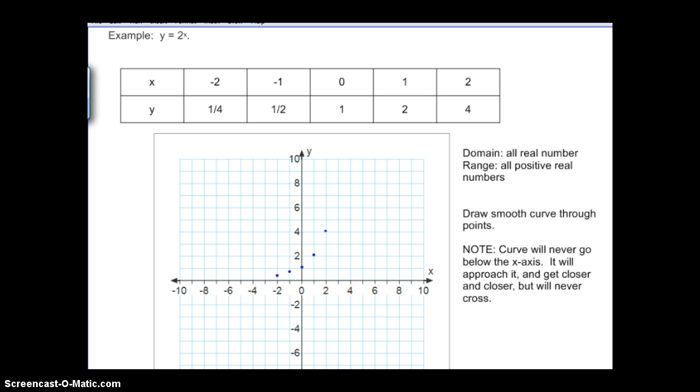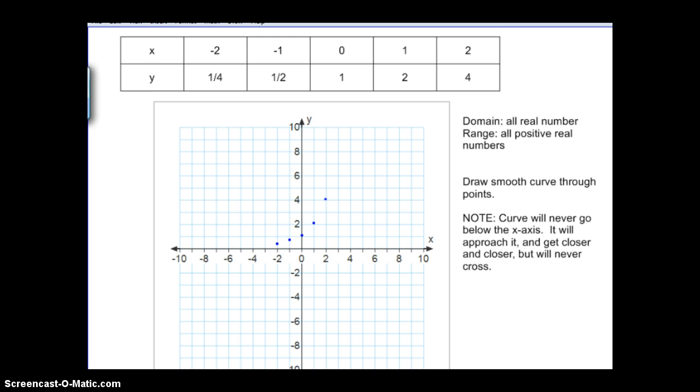But the range is only all positive real numbers because this curve is never going to go into the negative range. So what you want to do is plot these points and draw a smooth curve through them. Now, it's not easy for me to do this with a mouse, so I'm not going to connect them for you because it's just going to look like a mess. But you want to do that when you graph these, if you would please.